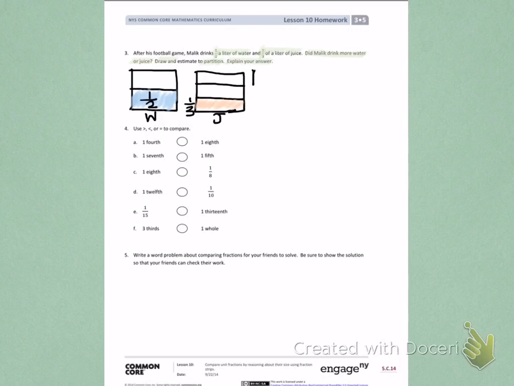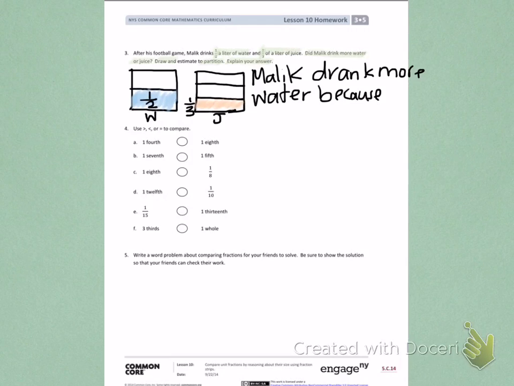So I would say Malik drank more water because 1/2 is greater than 1/3.